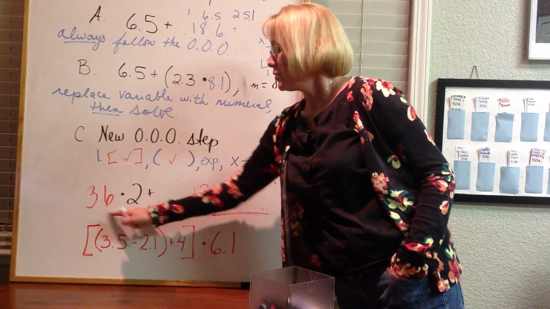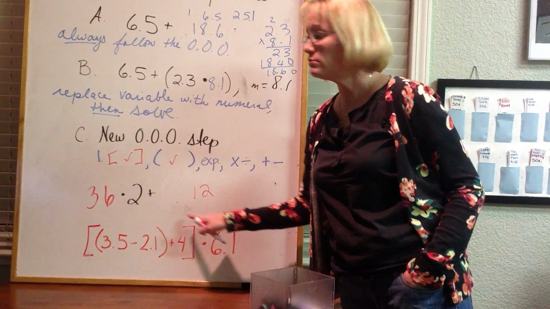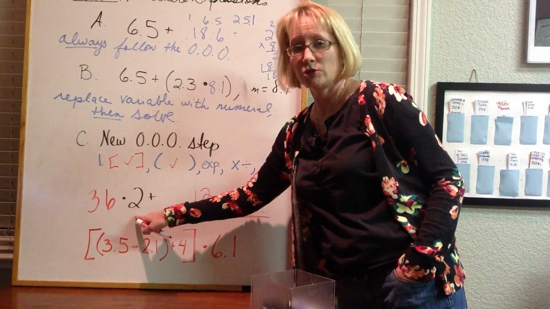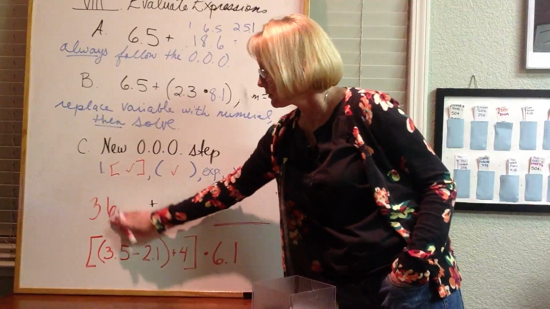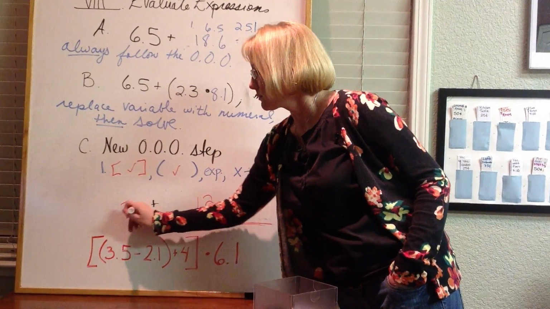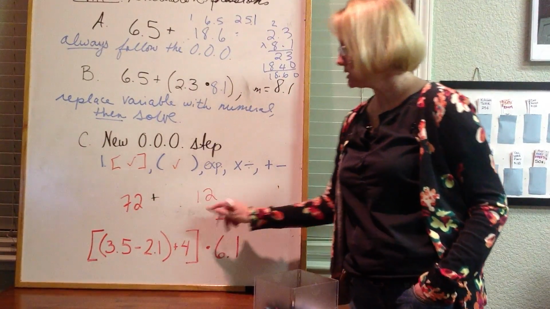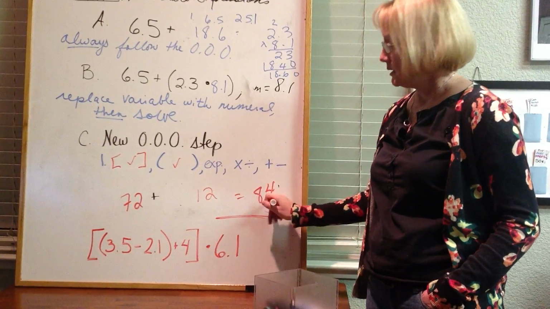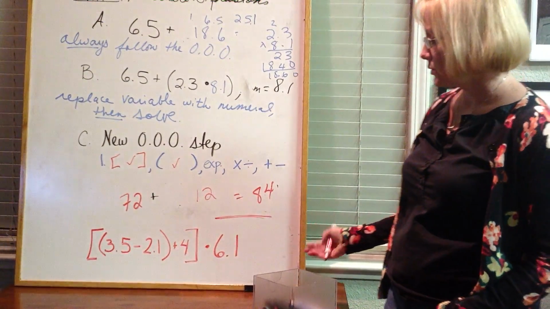Now what should I do? Should I multiply or should I add? We should multiply. 36 times 2 is 72. And now 72 plus 12 is 84. I know it's a lot of steps, but you guys can totally do it.